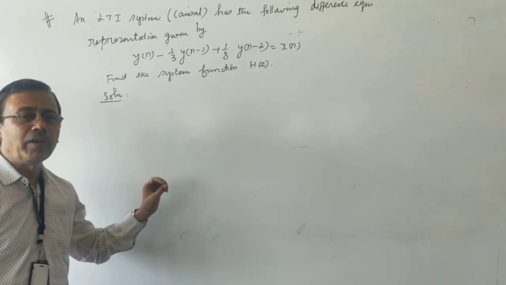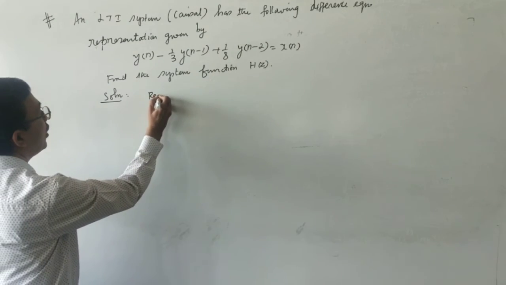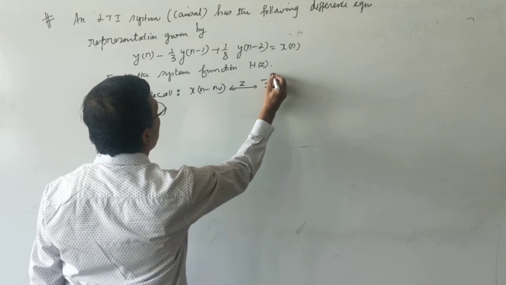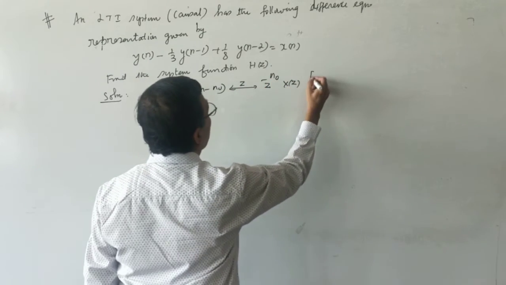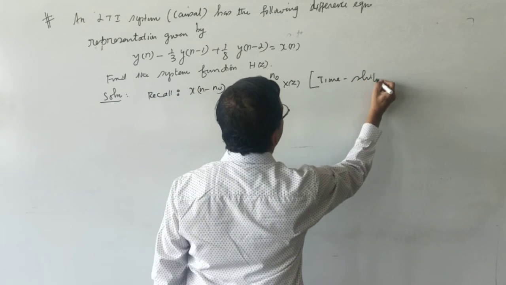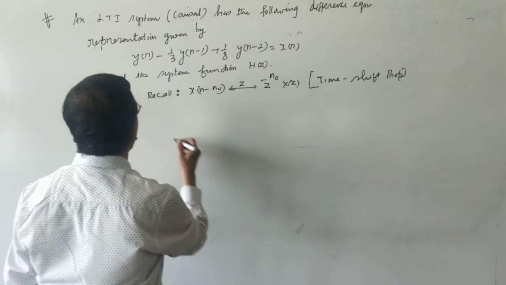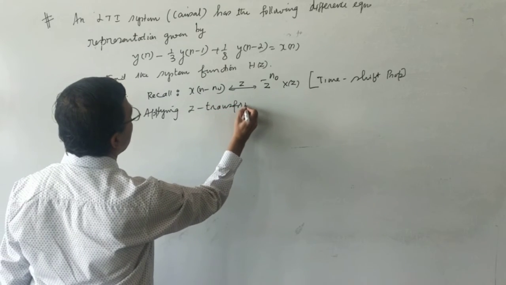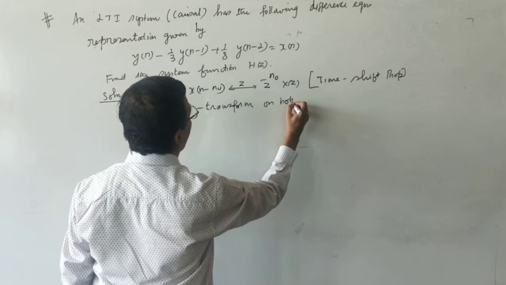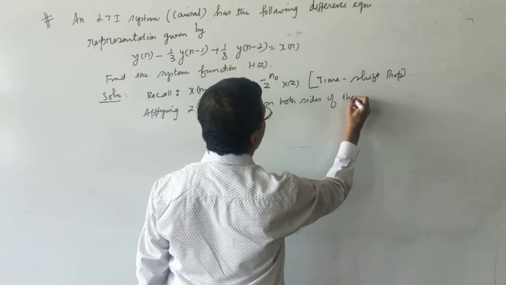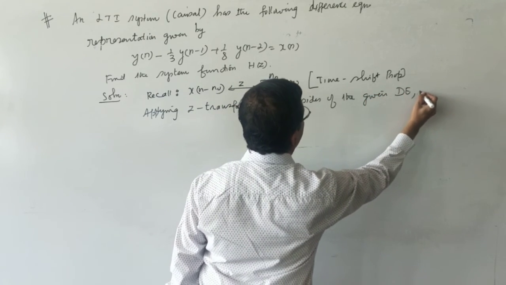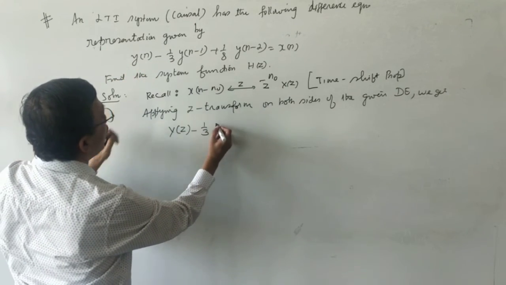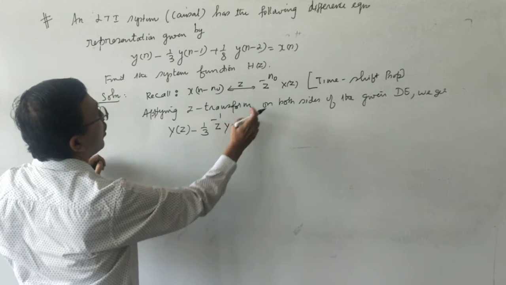Solution of this problem requires the application of time shift property. What is time shift property? Recall, x of n minus n naught has a z transform z to the power minus n naught into X of z. This is nothing but time shift property. Applying z transform on both sides of the given difference equation, we get y of n becomes Y of z. Z transform of y of n minus 1 is z to the power minus 1 into Y of z according to this formula.